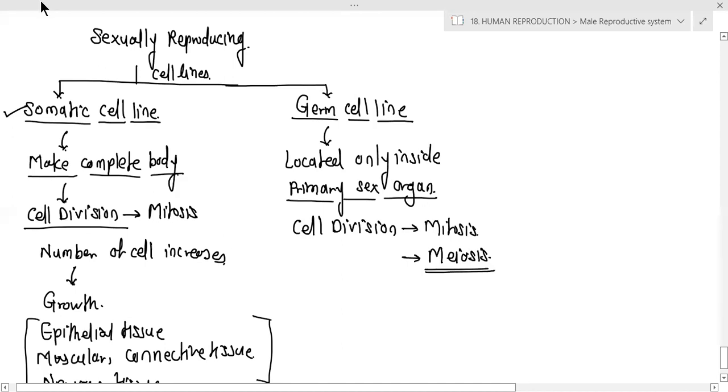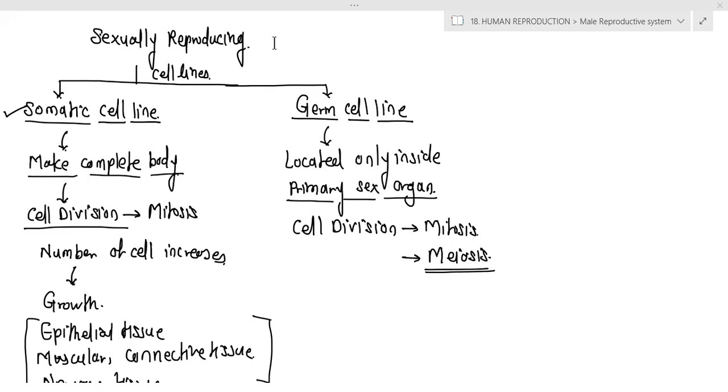And so this germ cell line is located in ovary also? Only, yes. Only in the primary sex organ, whether male or female. Understanding? Is it clear? And don't consider it only in human or only in plants. Okay, it is present in earthworm also. It is present in any sexually reproducing animal you consider. Fine, anyone. Got it? It just has to be sexually reproducing.